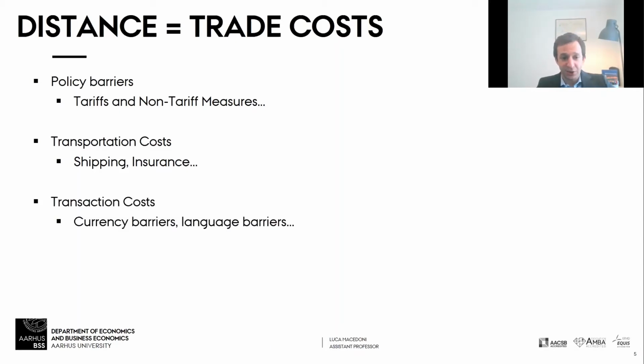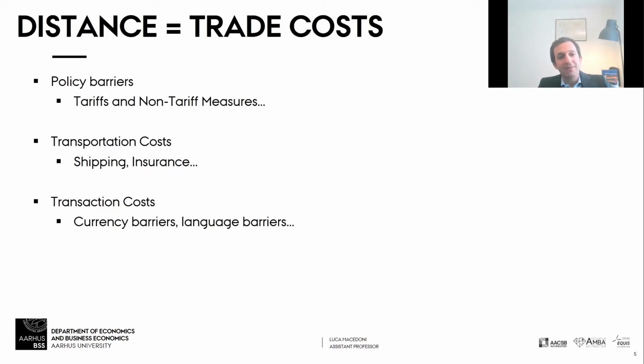Finally, there's also some transaction costs. Those perhaps capture currency barriers. For instance, the fact that if you export, say, to the US, you're likely gonna get paid in dollars, unless perhaps you're pricing in euros or maybe in DKK, but I doubt that. So if you receive dollars, you cannot use those dollars to pay your Danish workers in Denmark. So there are some costs associated with exchanging the currency, hedging against the exchange rate risks, and so on. Then there's also language barriers, right, that obviously affect the transaction costs.